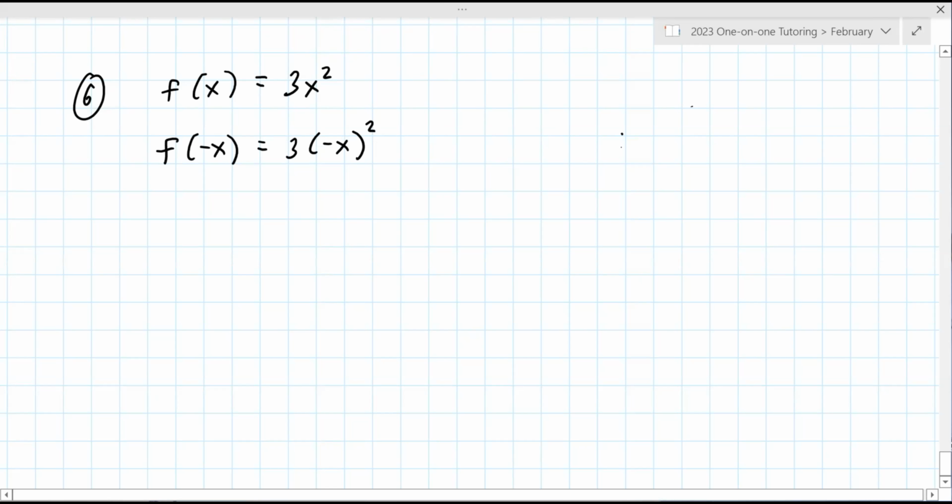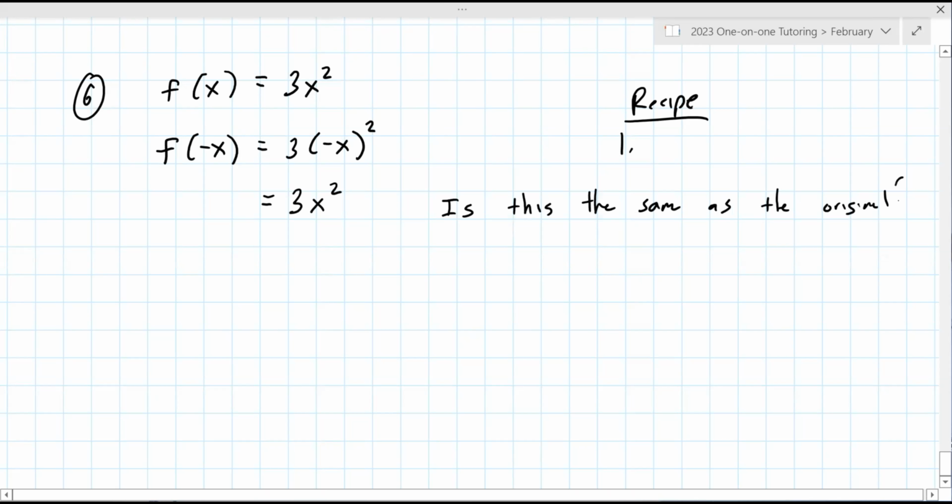And it's a recipe. A lot of math is a recipe. You do step 1, step 2, step 3, you get your answer. So this evaluates to 3x squared. Is that clear? The negative squared becomes positive. Okay. And then you ask yourself, is this the same as the original? Yes. So if you answer yes, that means it's even. And if you answer no, it can either be odd or neither.